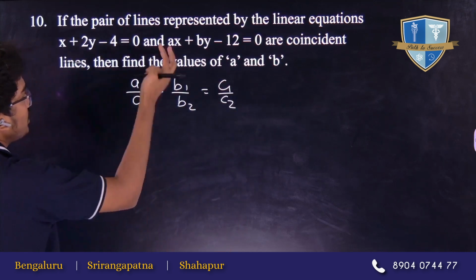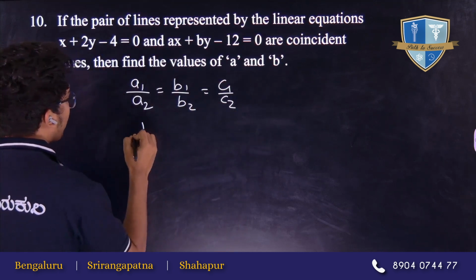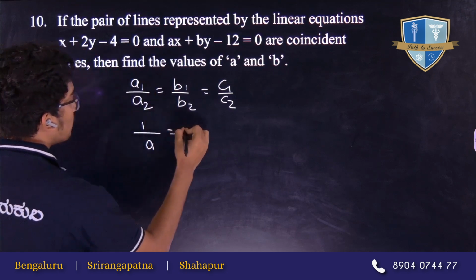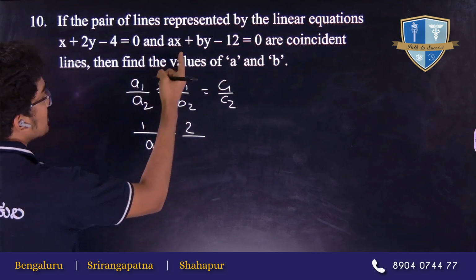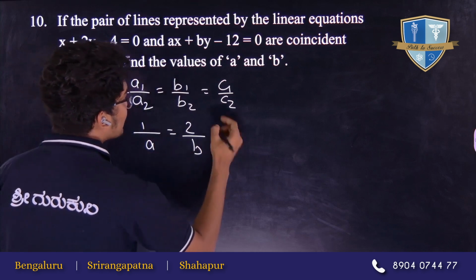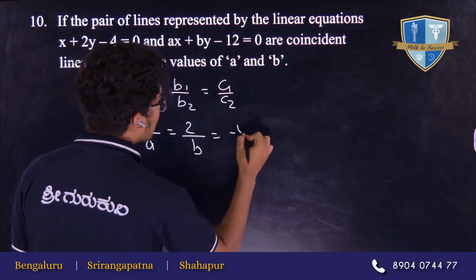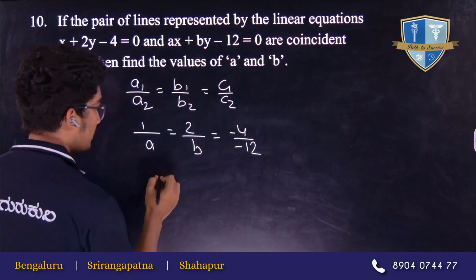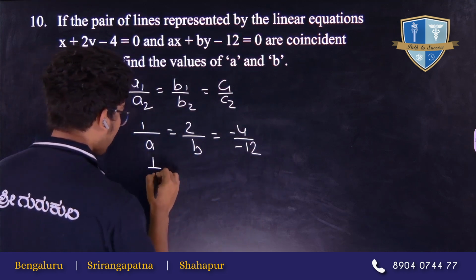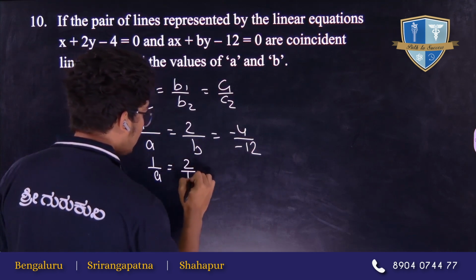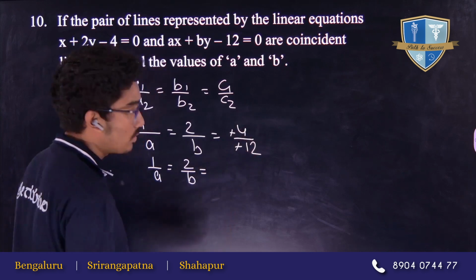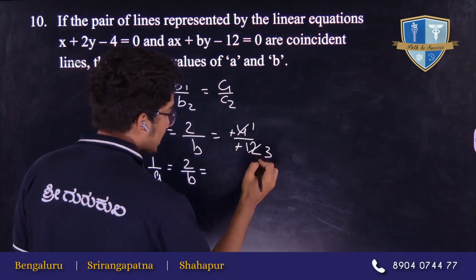So in these two equations, our a1 is 1, a2 is a, b1 is 2, b2 is b, and c1 is minus 4 and c2 is minus 12. So from here we are getting 1 upon a equals 2 upon b equals, this is negative and the negative sign will get cancelled out, 4 ones are 4, 4 threes are 12, so it is equal to 1 upon 3.